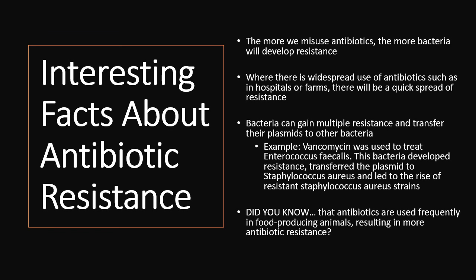Bacteria can also gain multiple resistance and transfer their plasmids to other bacteria, just like I said. For example, vancomycin was an antibiotic that was used to treat Enterococcus faecalis. Just from the name Enterococcus, that means it's something that has to do with the gut, and faecalis obviously has to do with poop. And the bacteria developed resistance and transferred that to Staphylococcus aureus, and that led to the rise of Staphylococcus aureus being resistant to vancomycin.